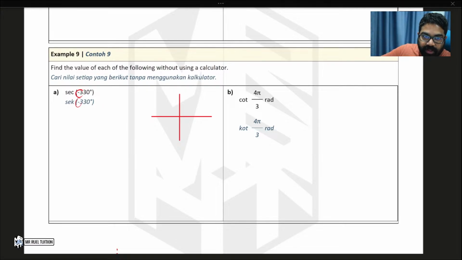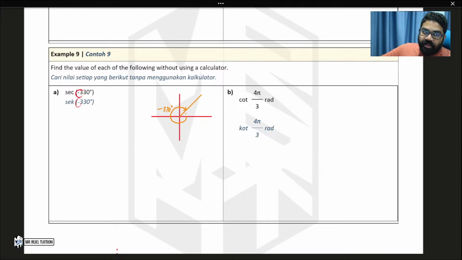So we start from here. Kita mula dari paksi x positive, x-axis, clockwise. That means we're going to start from here, clockwise 330. Where will we end up? Here, isn't it? Okay? Quadrant 1, that's right. Very good. Quadrant 1. So this is negative 330.